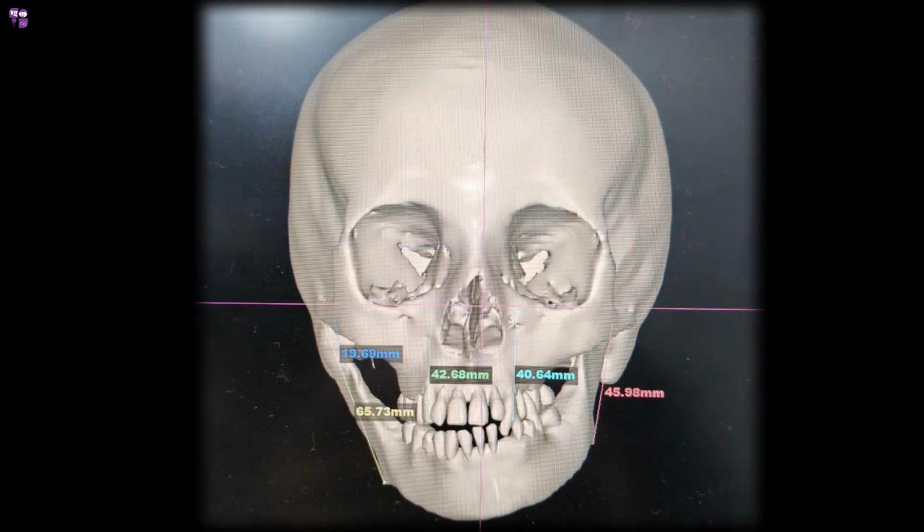Hello friends, today I am going to discuss a case of facial asymmetry due to condylar hypoplasia. So, a 29-year-old female patient visited our colleague dentist Dr. Rajeshwini Korve in Pune with a complaint of facial asymmetry.